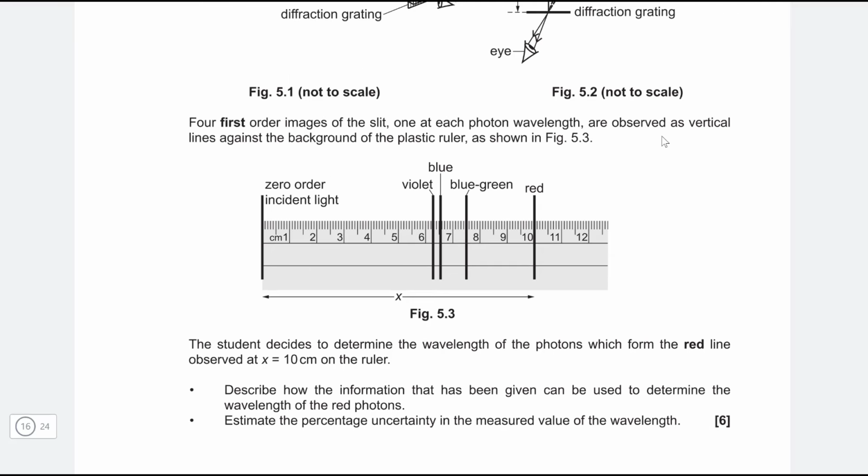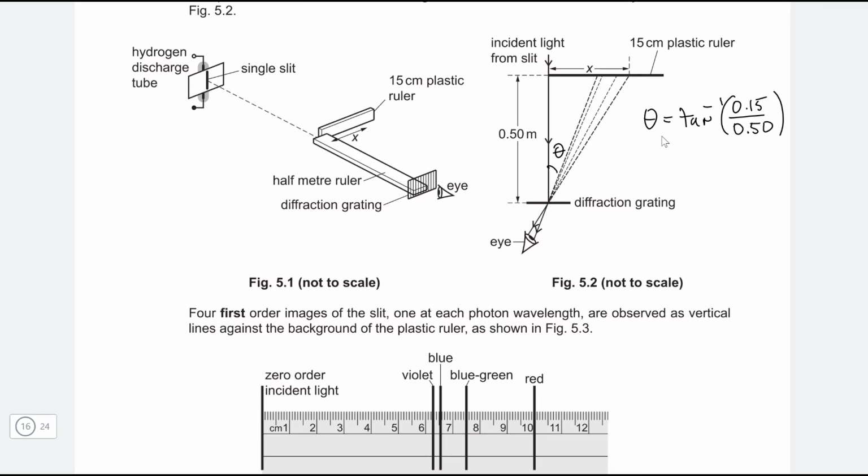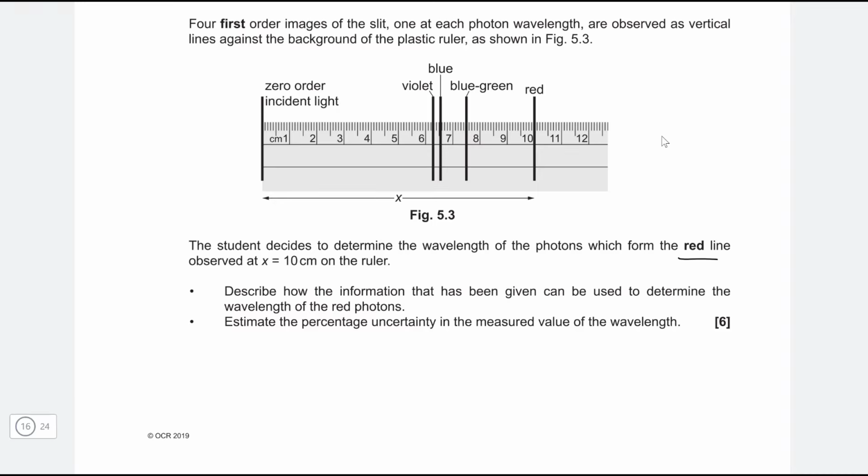The student decides to determine the wavelength of the photons which form the red line. Okay, so for the red line, the distance x is actually 10 centimeters. So this one here is 10 centimeters. So our calculation for the angle will actually be equal to 0.10 divided by 0.5. Okay, well, what we're being asked to do is to describe how the information that has been given can be used to determine the wavelength. That's one thing. Then finally, we want to estimate the percentage uncertainty.